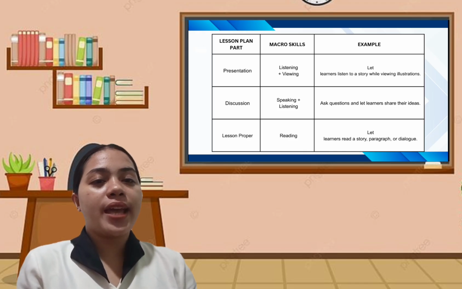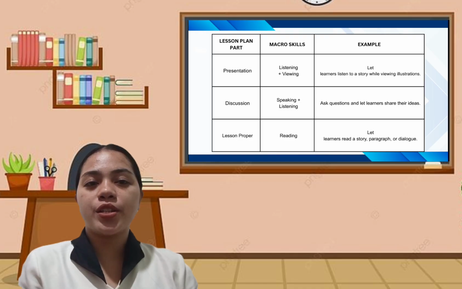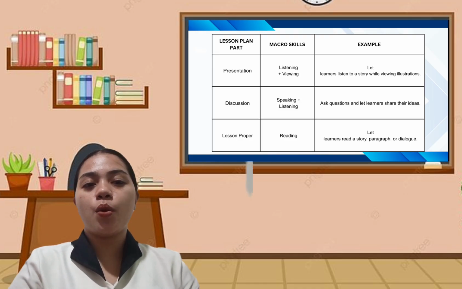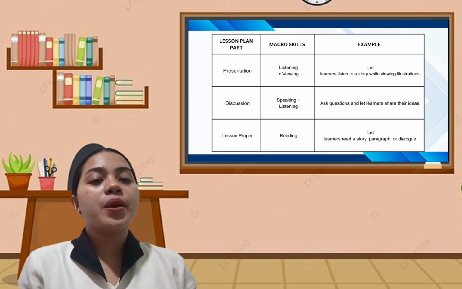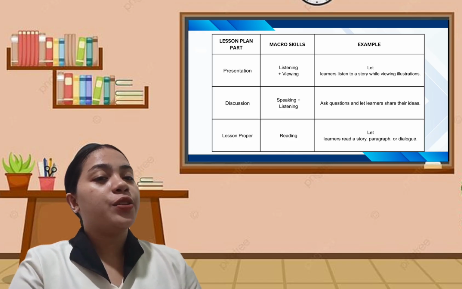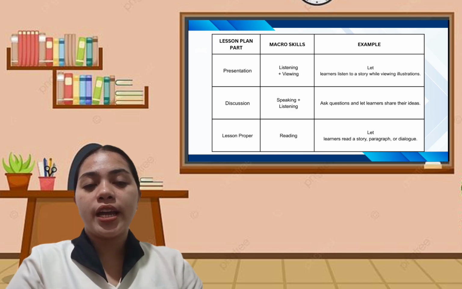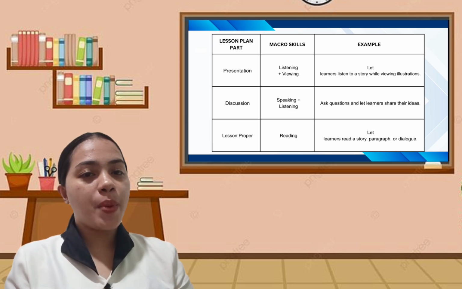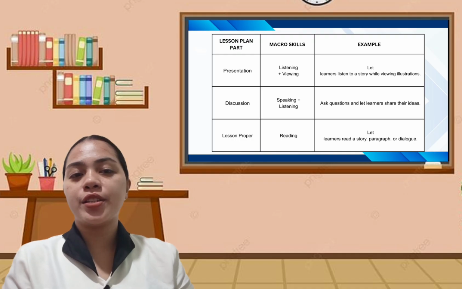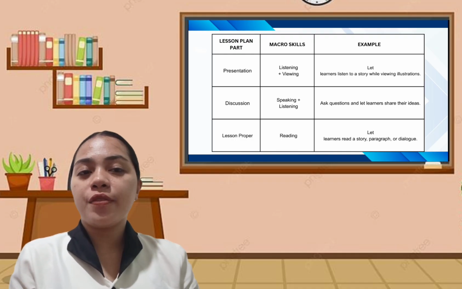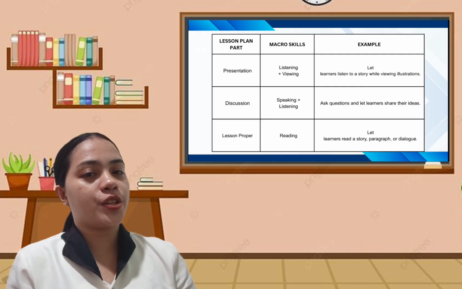And lastly is the evaluation, reading and writing or speaking. So give a short text and ask learners to answer questions. For evaluation, reading can be combined with writing or speaking. Learners may read a short passage and answer questions either in written form or orally. For example, the teacher gives a short paragraph and asks learners to answer comprehension questions. They read the paragraph and then write or say their answers.